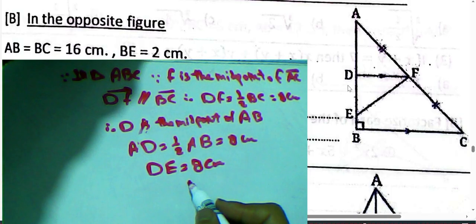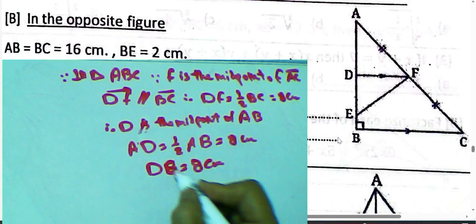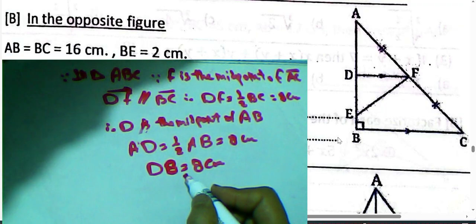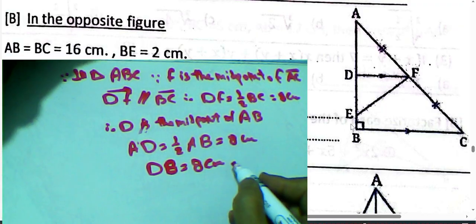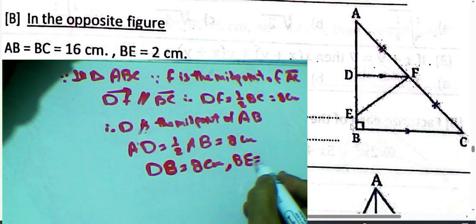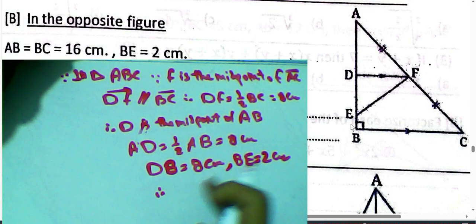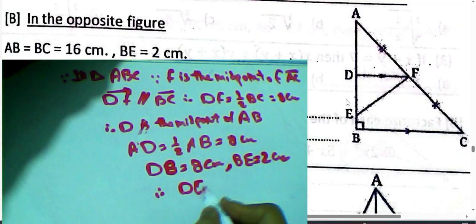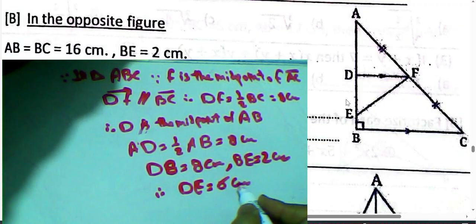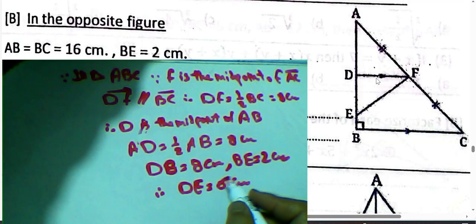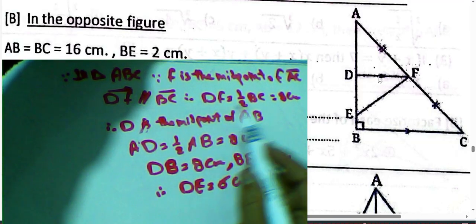Okay, DB, look at here, DB is 8 centimeter. He gives us the information BE equals 2 centimeter. Then we can find the difference: 8 minus 2 equals 6. Then DE equals 6 centimeter. This part is 6 centimeter, and we have DF also. We found DF was 8.